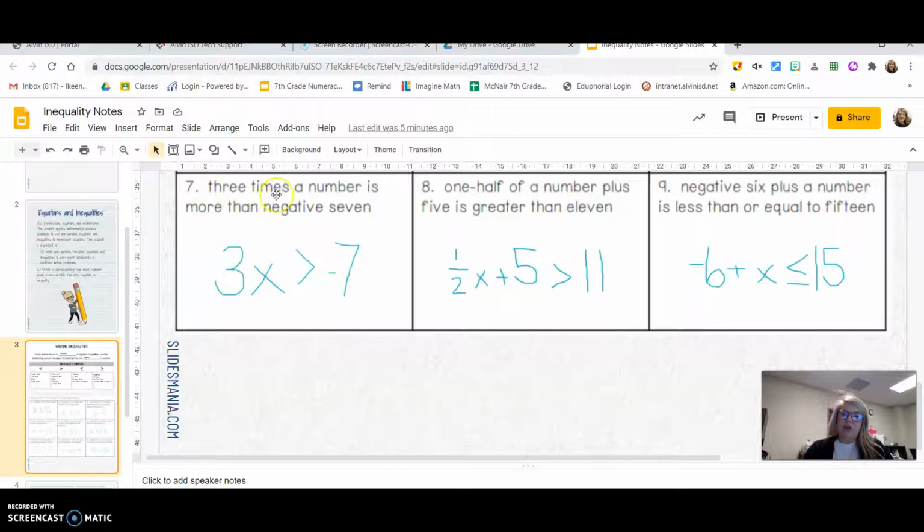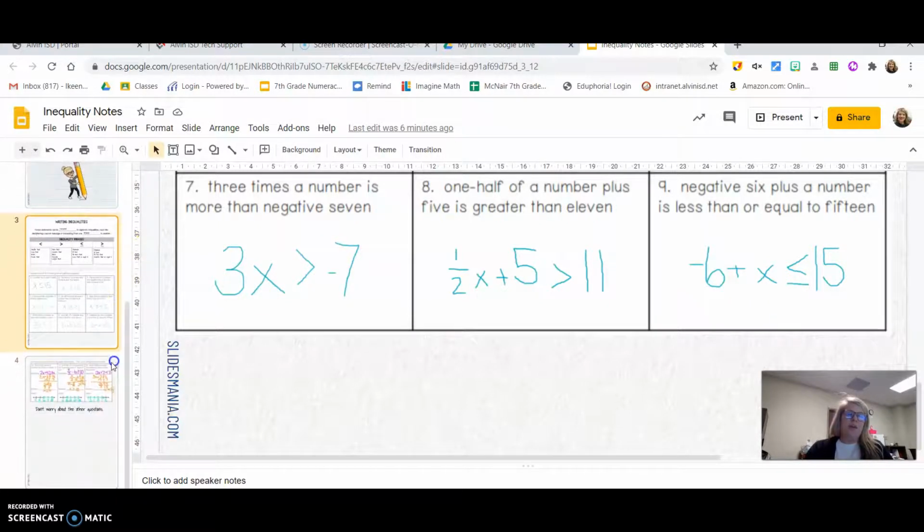Number 7, 3 times a number is more than negative 7. 3x is greater than negative 7. Number 8, 1/2 of a number plus 5 is greater than 11. 1/2 of x plus 5 is greater than 11. Number 9, negative 6 plus a number is less than or equal to 15. Negative 6 plus x is less than or equal to 15.